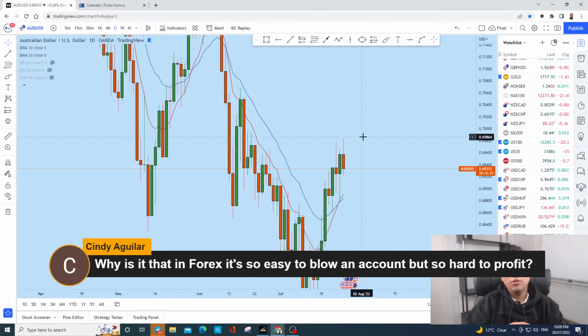That's why it's so easy to blow an account and so hard to make a profit, because to blow an account you just don't put in a stop loss and it will automatically blow out. But if you put a stop loss, it's not possible that your account will be blown very easily. So that's the key point that you need to understand to be a master in your trading.